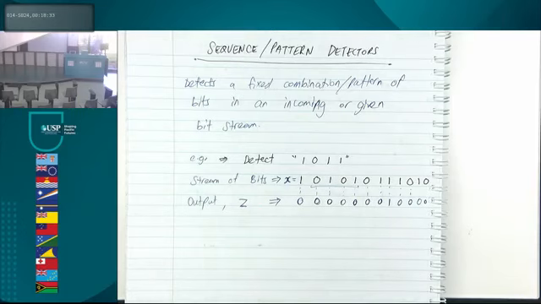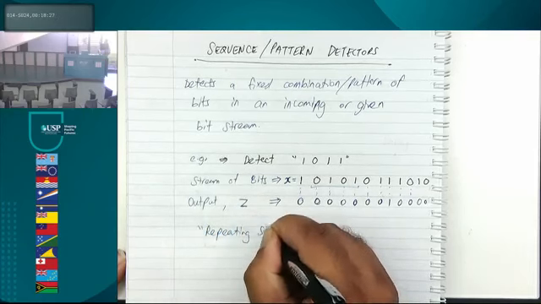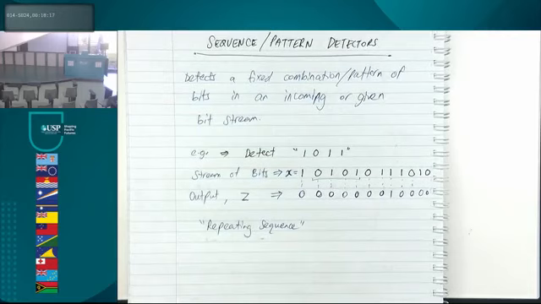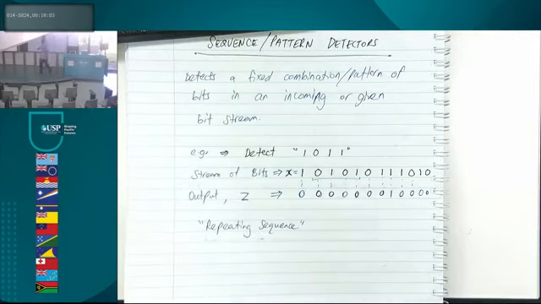And the word I want to teach you over here is repeating sequence. Repeating sequence means that you have a particular bit pattern to be detected, which can be detected twice or 3 times in the incoming bit stream. So the problem is very simple. Only when you have the exact pattern do we say the output is 1.